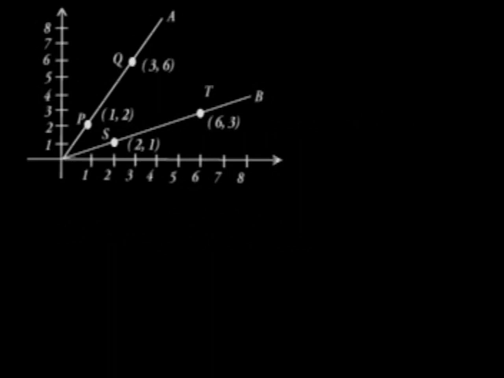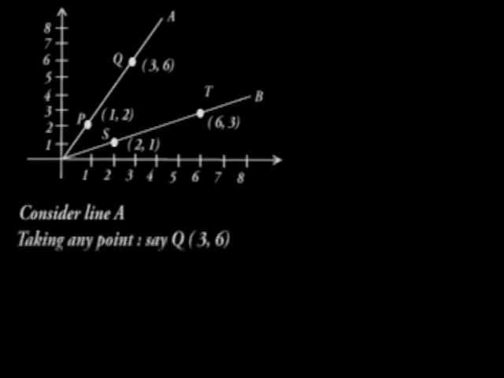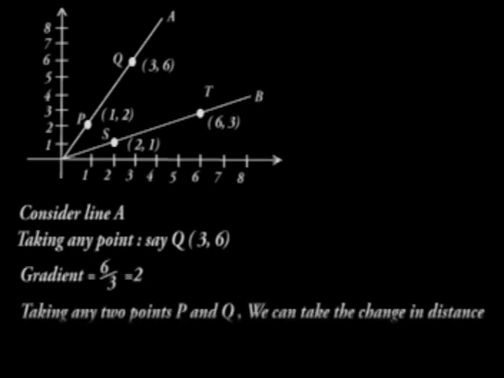Consider a line on a Cartesian plane. Considering line A and taking any point, say Q (3, 6), the gradient is 6 over 3, which is 2. Taking any 2 points, say P and Q, we can take the change in the distance, that is, gradient is 6 minus 2 over 3 minus 1, giving us 2.